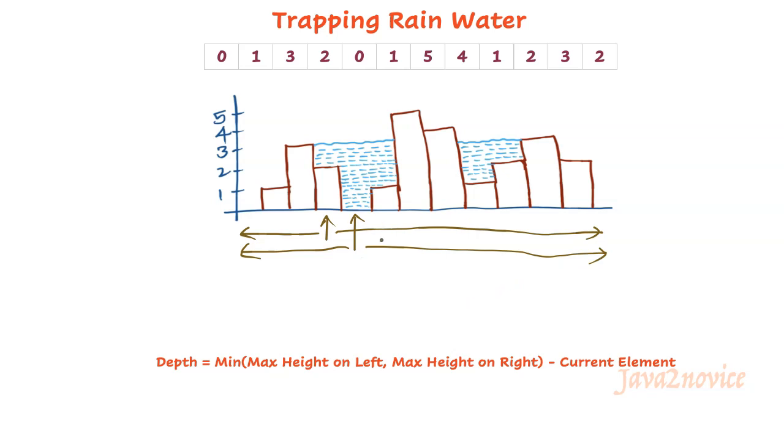This process has to happen at each index to identify maximum heights on both sides. This process will impact performance. In order to improve performance, we will do some prep work.